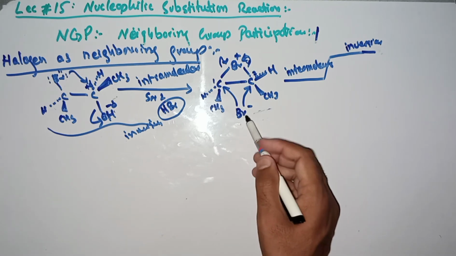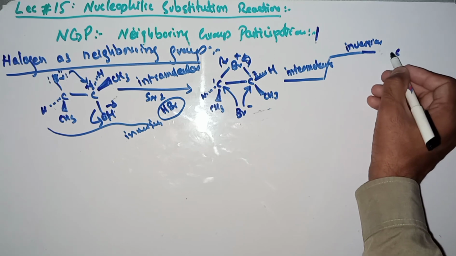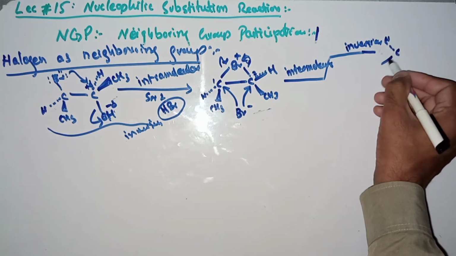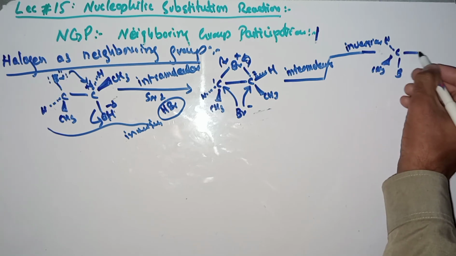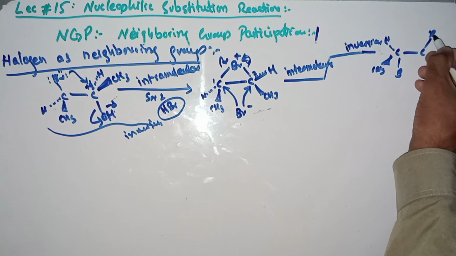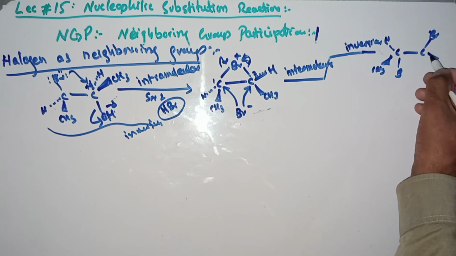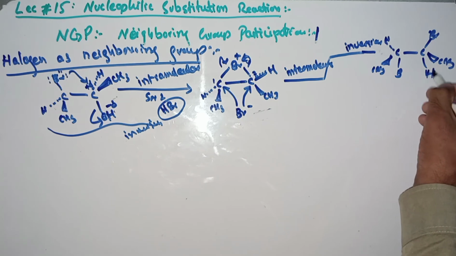When they attack on the bromonium ion, the final result will be like this: H, CH3, Br, Br, CH3, H. The final product will be this.